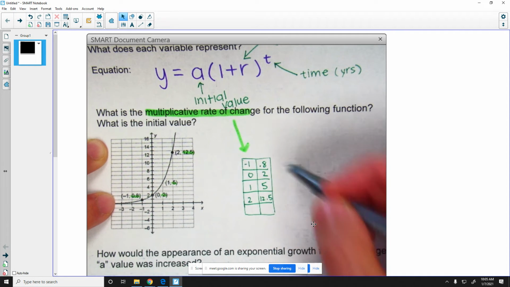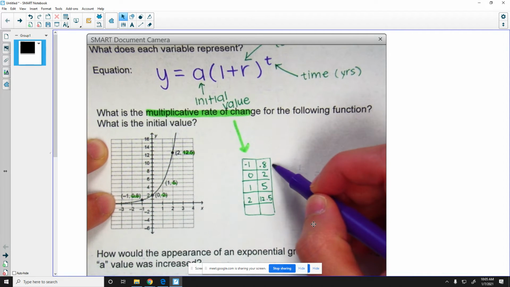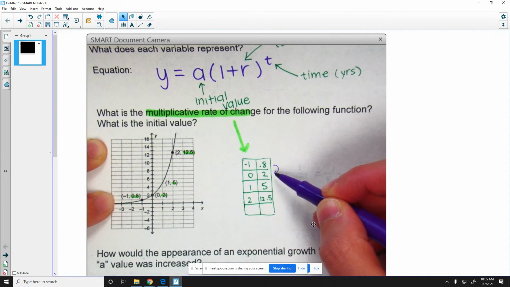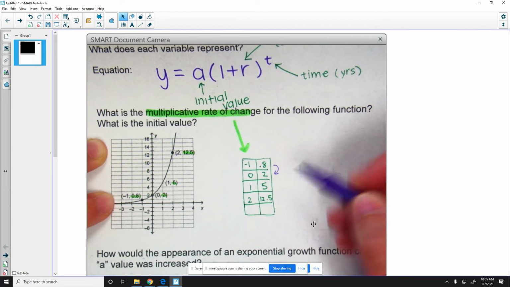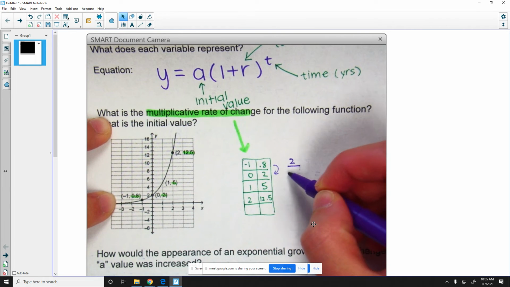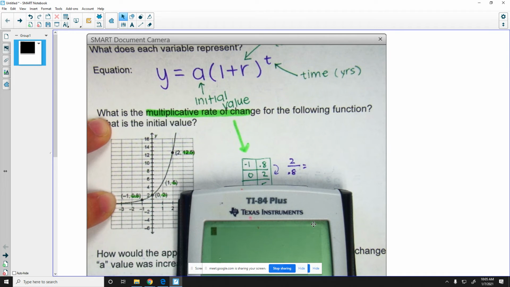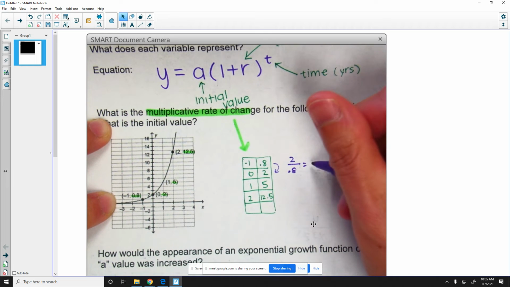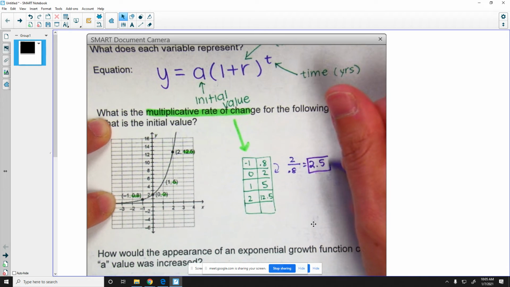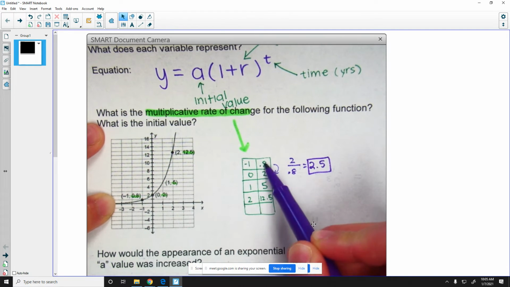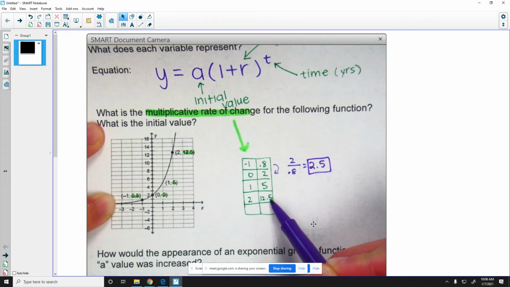So Tessa's just saying to figure out what the rule is, don't I take the second number and divide it by the first one? So 2 divided by 0.8 gives me 2.5. So it looks like that's what I'm multiplying by. That's my rule. My rule is times 2.5, times 2.5, times 2.5.